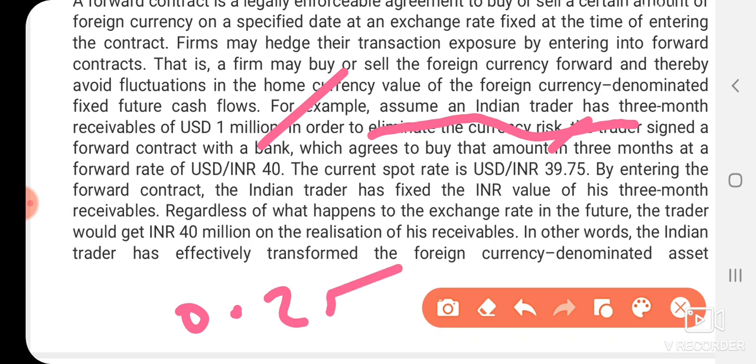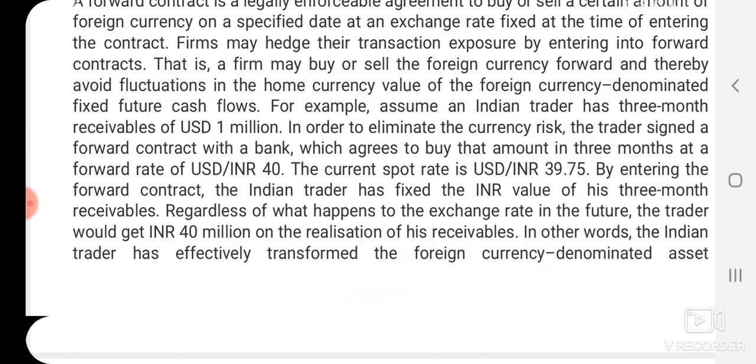But this 0.25 is increased after the 3 months, but before, the current spot rate is 39.75. By entering the forward contract, the Indian trader has fixed the Indian rupees value of 3-month receivables regardless of what happens to the exchange rate in the future. The trader would get Indian rupees of 40 million on the realization of his receivables.